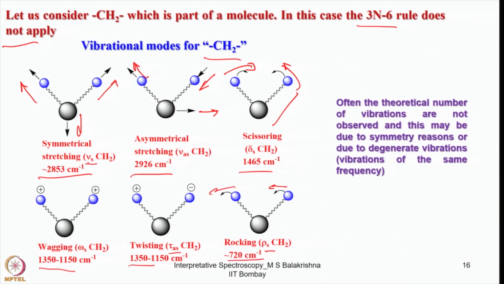Often the theoretical number of vibrations are not observed, and this may be due to symmetry reasons or due to degenerate vibrations. What are degenerate vibrations? Vibrations of the same frequency. So that means although we have clearly seen 6 possible vibrational modes for CH2 groups present in a molecule, sometimes we may see only 3 of them, and these are the theoretically predicted ones.